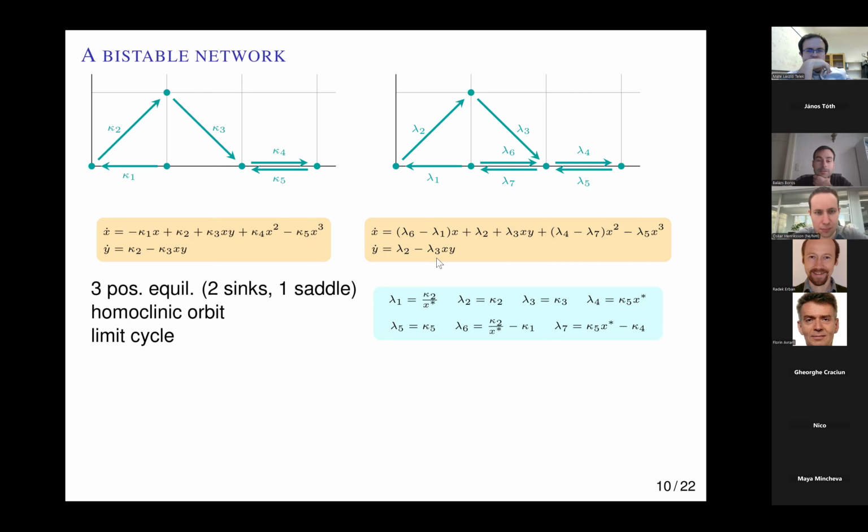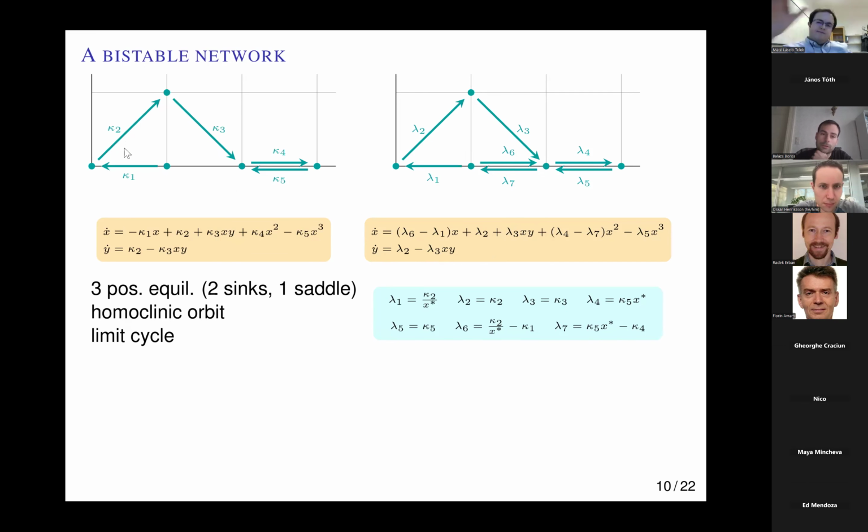And my suggestion is the following. Once I have an original rate constant, kappa, definitely there is a positive equilibrium. It's easy to see that this network is permanent, so there will be a positive equilibrium. Call it x star and y star, the two coordinates. And with that, define my new lambdas. The lambdas are the rate constants of the new network, and they are defined as shown here.